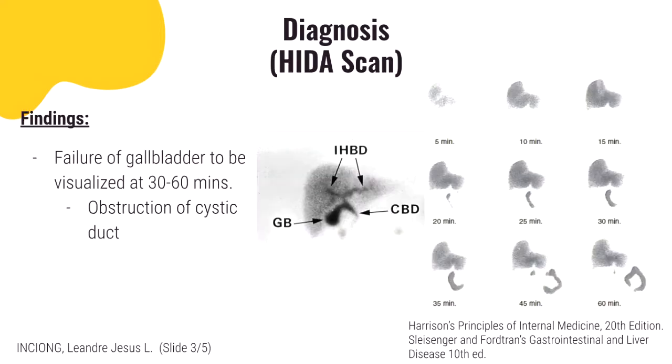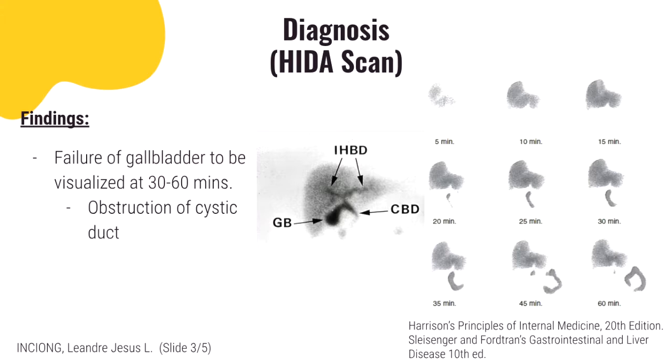So the second diagnostic test is the HIDA scan. The HIDA scan is a radionuclide imaging test of the gallbladder and biliary tract. It is most useful for evaluating patients with suspected acute cholecystitis. This can diagnose cholecystitis rapidly within 60 to 90 minutes by observing the patency of the cystic duct. The procedure is done by injecting hydroxyl iminodiacetic acid, or HIDA, intravenously, which is taken up by the liver and biliary tree.